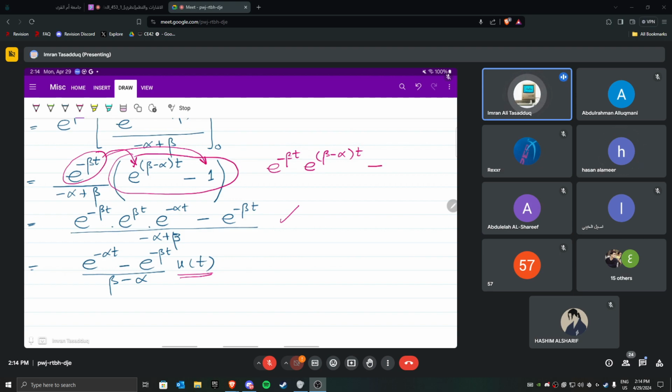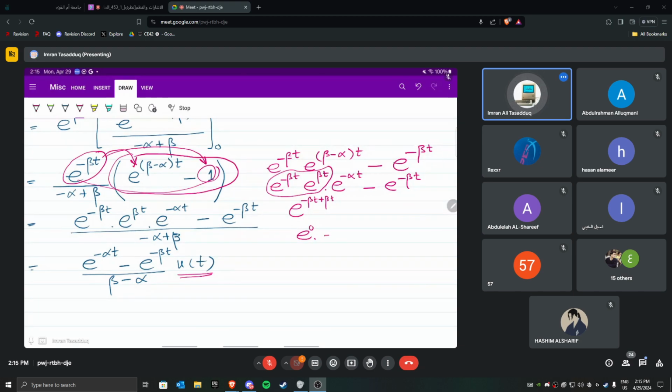Minus, then e minus beta t multiplies with this one, so e to the power minus beta t remains as is. Then the second term becomes e minus beta t into e to the power minus alpha t, minus e to the power minus beta t. And these two together become 1, because this is e to the power minus beta t plus beta t, so this becomes e to the power 0. That's why it is 1.